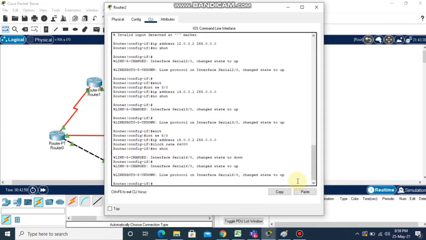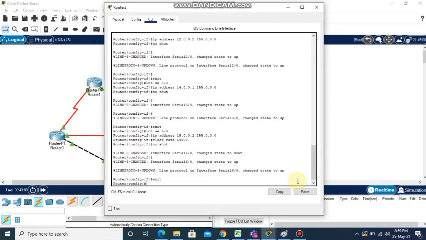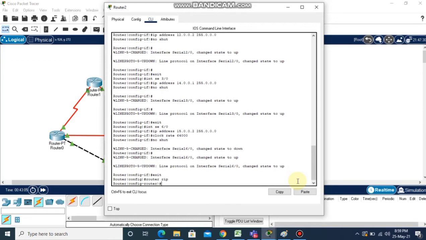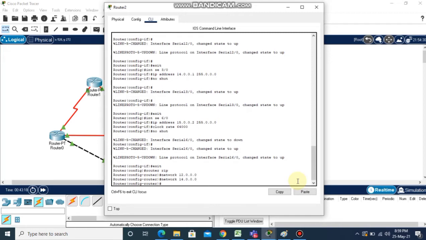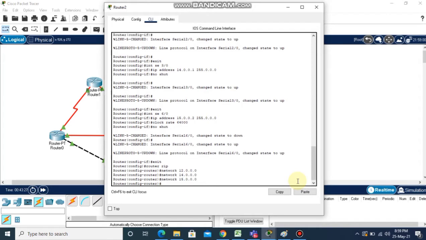Now we'll configure router 2. There are 3 links with router 2. So after router rip, we'll mention all 3. First, network 12.0.0.0, then network 14.0.0.0, and finally network 15.0.0.0. So that's about it.